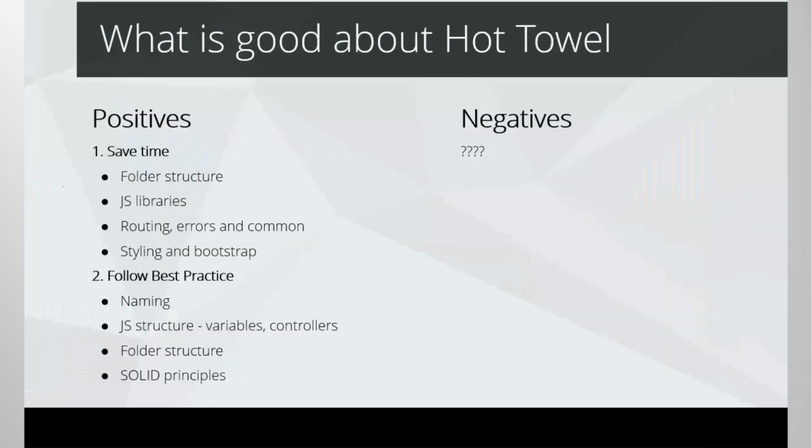So the really big positives would be 2 things. 1, it's going to save you a lot of time. And 2, you're going to be able to follow best practices out of the box. So in terms of saving time, you're going to get all of your folder structure, you're going to get your JavaScript libraries, you're going to get routing, errors, and a whole bunch of other things. So it's very similar if you were to think about going file new project and getting an MVC5 template. It's very much similar to that. You could just do an empty project and put it all in yourself, but this is going to save you a bunch of time to have all of that structure there already.